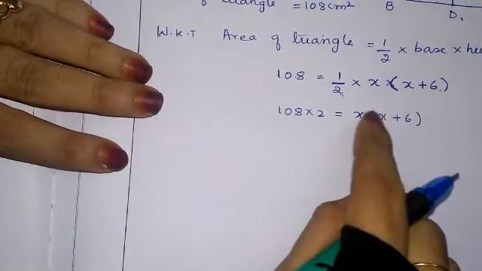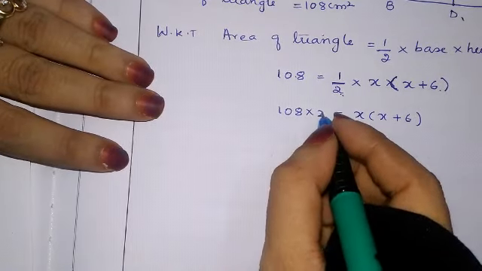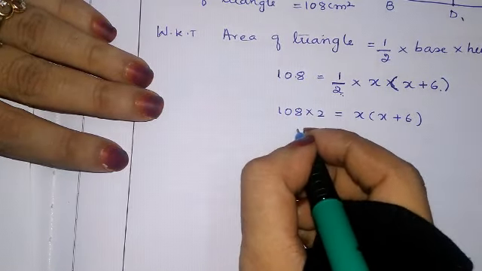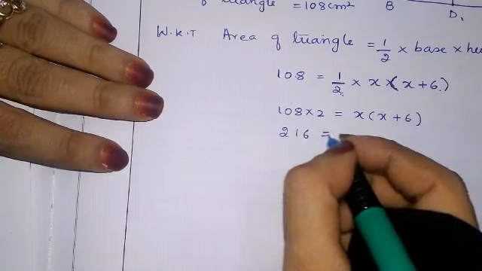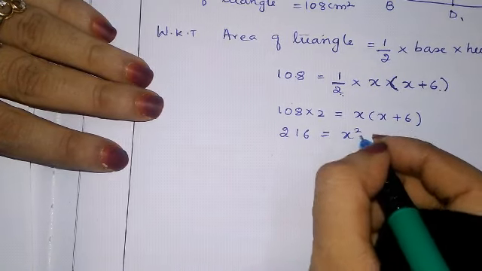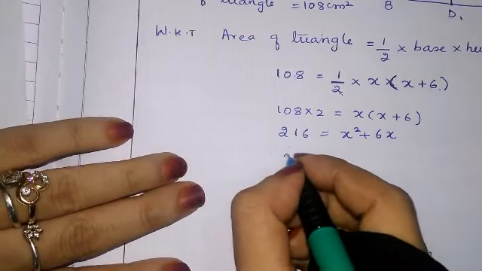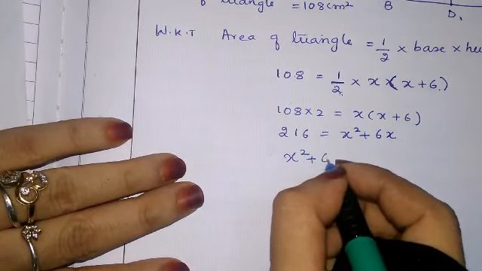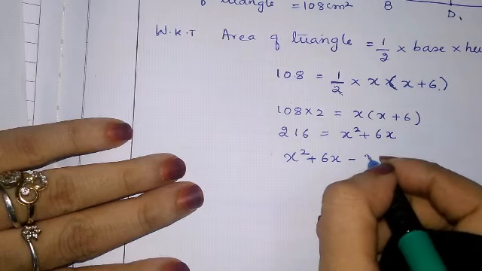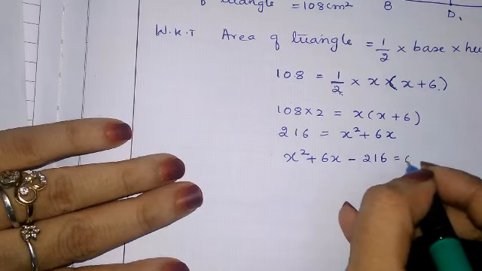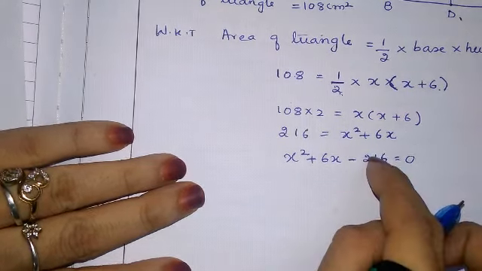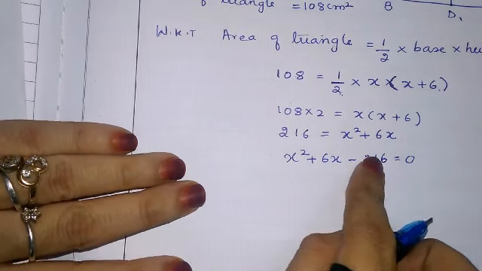Okay, 108 into 2: 2 eights are 16, 1 as it is, 2 ones are 2, so 216. x into x plus 6 is x square plus 6x. Okay, we'll write in standard form: x square plus 6x minus 216 is equal to 0. Because 216 I brought here, it becomes minus.